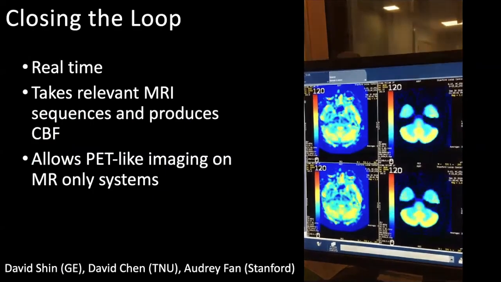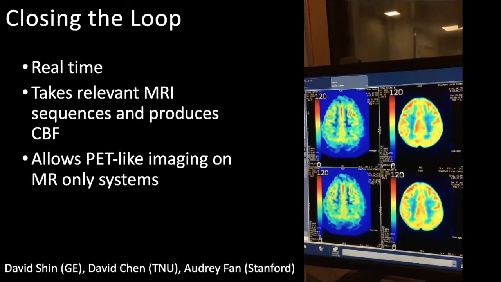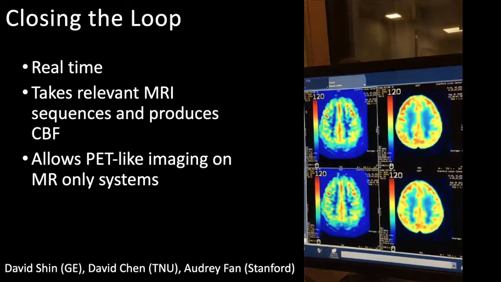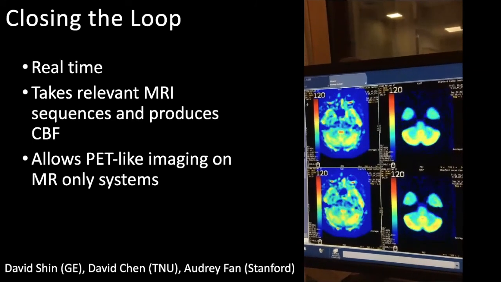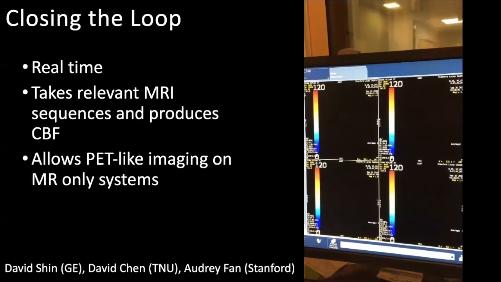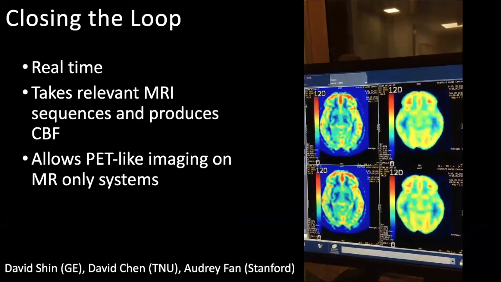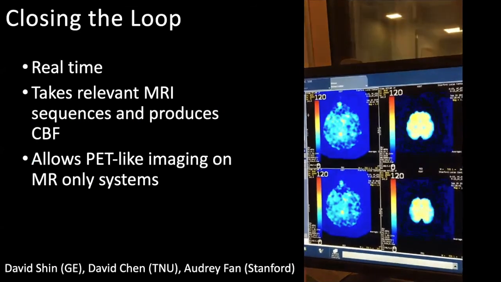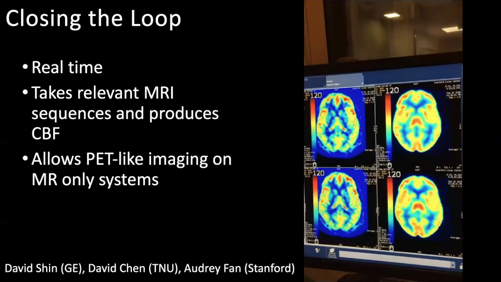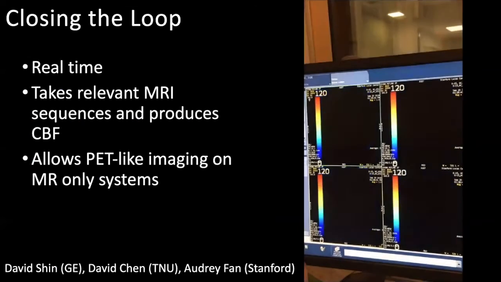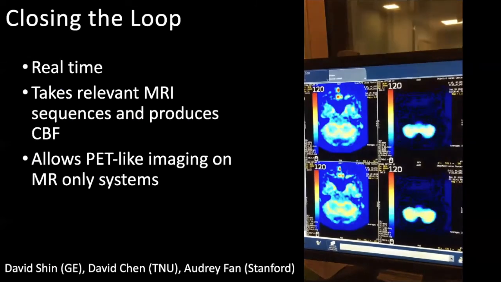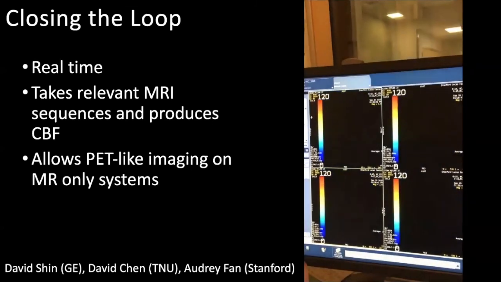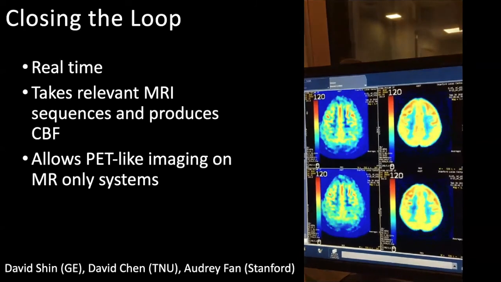Now, one of the things that we've been able to do with this is to kind of close the loop, which means that once we have trained a model to predict PET from MRI, now we can just start doing this without the PET scanner at all. So we can actually take relevant MRI sequences on our clinical scanners, and we can produce an image for radiologists that represents what the PET image would look like. And we're exploring that not only for cerebrovascular disease, which was our initial application, but also for other applications to see if this is something that is actually useful to them.